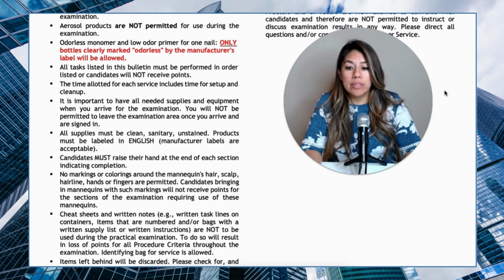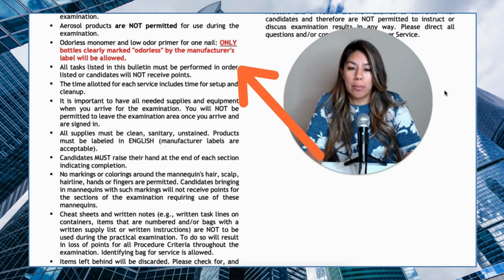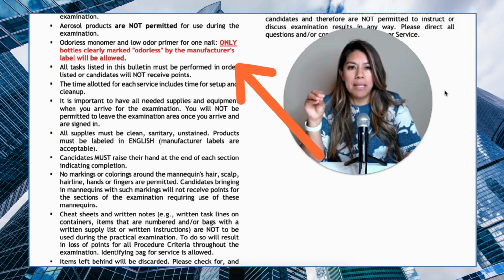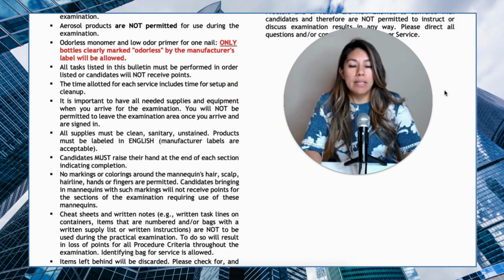Next bullet point, this is very, very important. For your monomer and polymer, you have to use odorless monomer and low odor primer. So remember those two things. Only bottles clearly marked odorless by the manufacturers. You cannot label your own monomer container. They have to be labeled by the manufacturer, and it has to say odorless. The next bullet point, all the tasks must be done in order to receive your points.